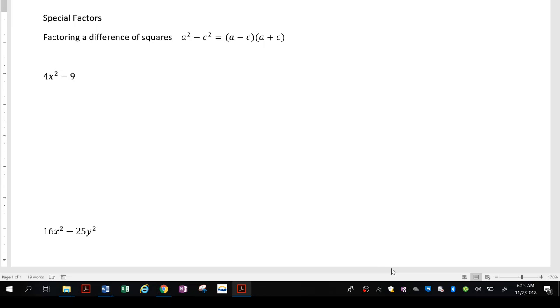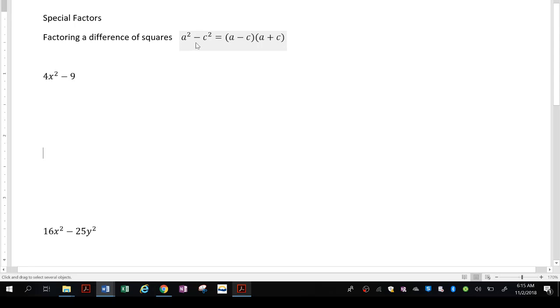We're looking at factoring some special factors, specifically a difference of squares. Now, a difference of squares is exactly what its name says. We have two perfect squares and we are subtracting them. We're finding the difference between these two perfect squares, and these happen to factor very nicely.